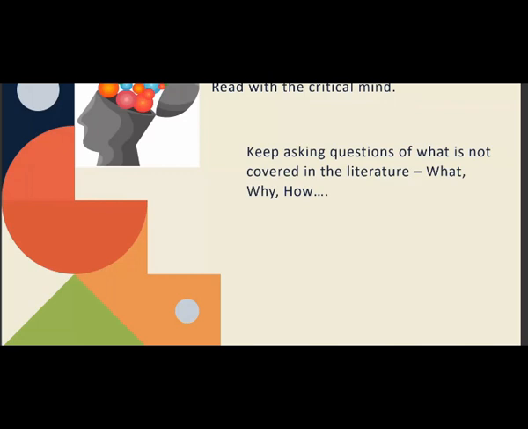Second, you ask the question of why. Why did this author conduct this research? Why is there a need for this research? Why is it so important? Why is this topic very interesting?